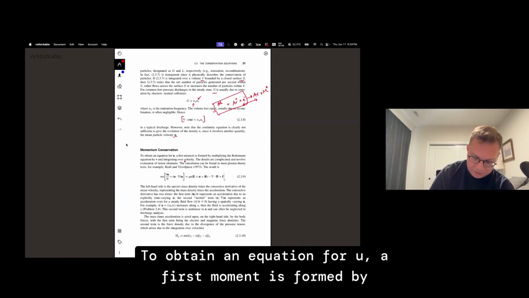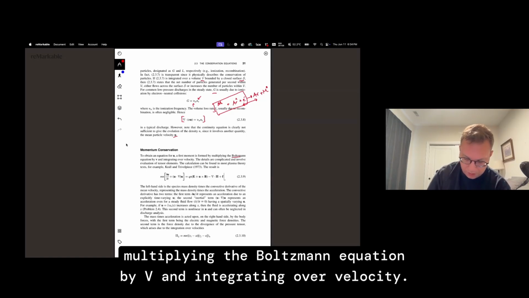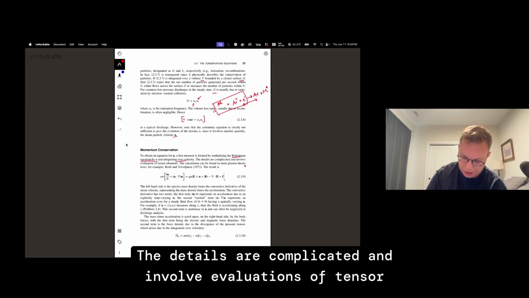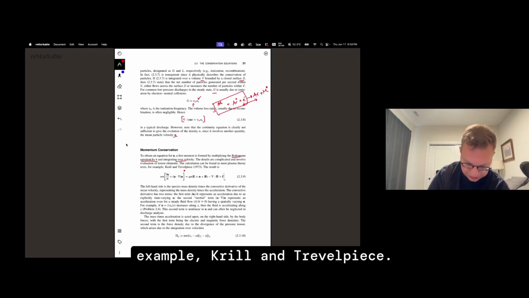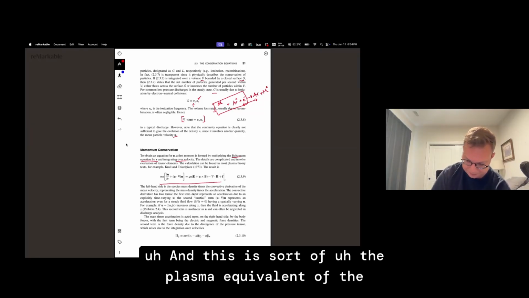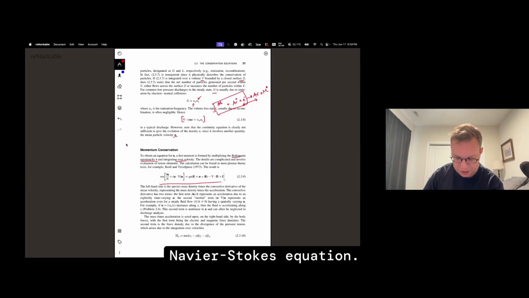To obtain an equation for u, a first moment is formed by multiplying the Boltzmann equation by v and integrating over velocity. The details are complicated and involve evaluations of tensor elements. The calculation can be found in most plasma theory texts, for example, Krall and Trivelpiece. The result is given here. And this is sort of the plasma equivalent of the Navier-Stokes equation.